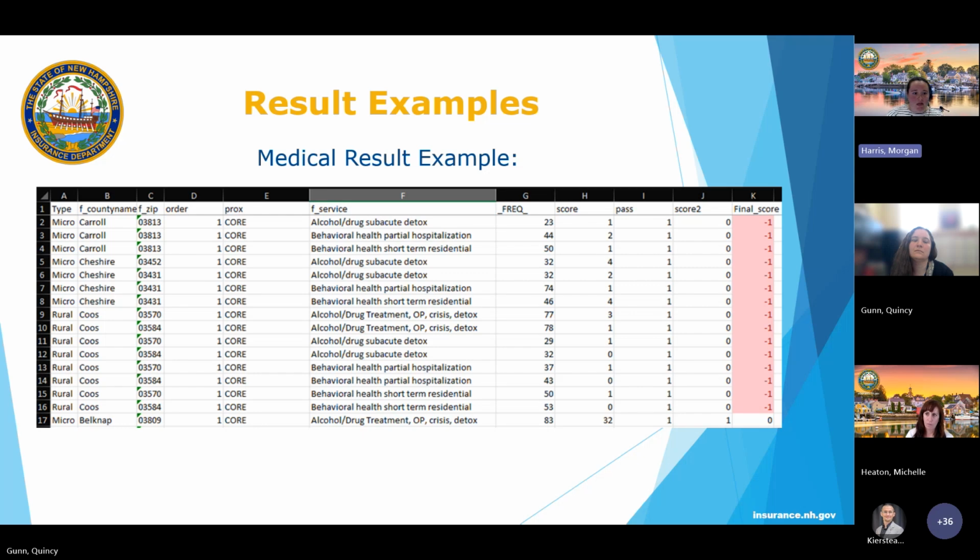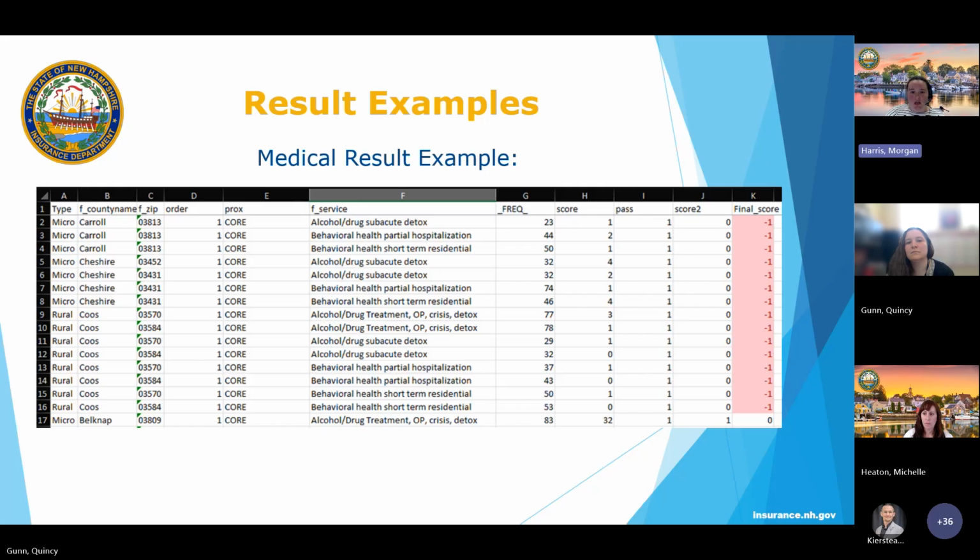That's in Carroll County. The reference zip code is 03813. And your column G here, your frequency, is going to tell you the number of times that the alcohol drug subacute detox service was billed within the last calendar year in our all-payer claims database by an NPI that was listed on your network adequacy sheet.